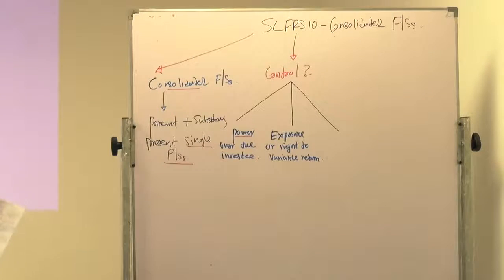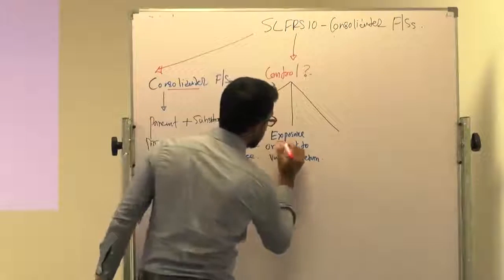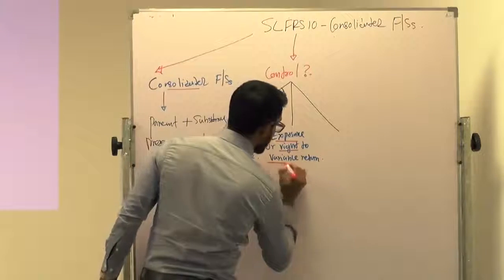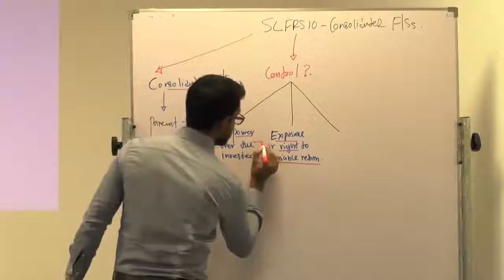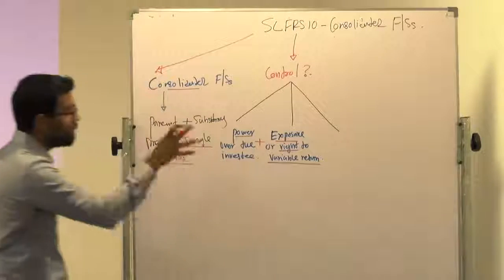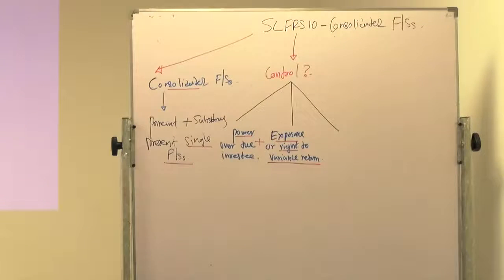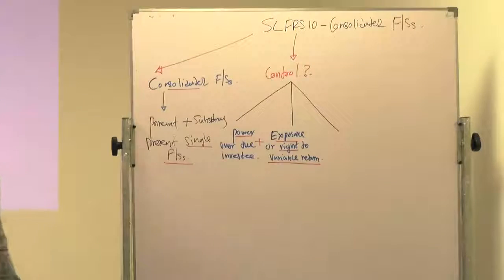What do you mean by exposure or rights to variable return? Very important word: variable return. When you define control, these two must be there. If you have only power, you can't prepare consolidated financial statements. You should have exposure or rights to variable return. We'll see in detail, don't worry. I'll explain.